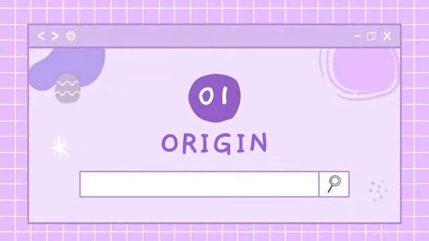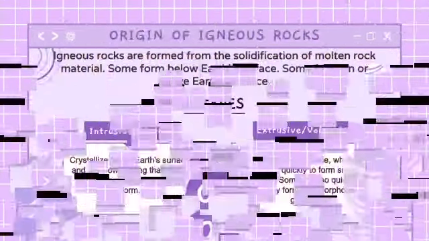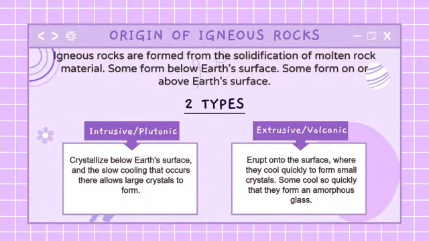So let's go to the origin of the three rocks. Origin of igneous rocks. Igneous rocks are formed from the solidification of molten rock material. Some form above or below the Earth's surface. We have two types of igneous rocks, which are intrusive or plutonic rocks and extrusive or volcanic rocks.